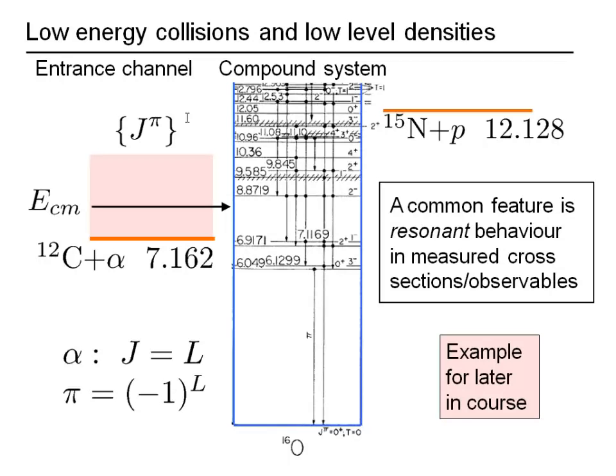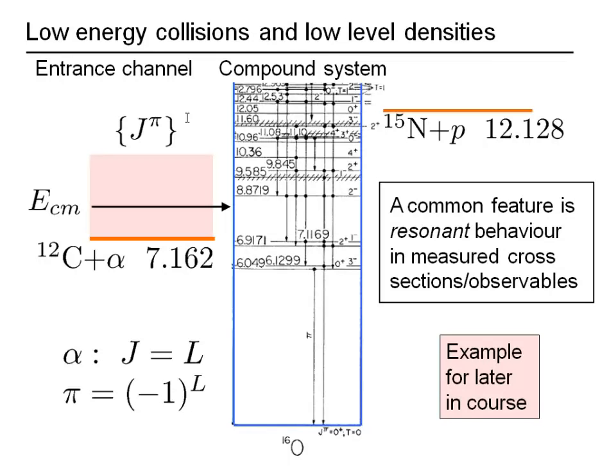A feature when you scatter light systems together at low energies is that the density of excited states is rather small. You're in regions of low level density. What I've drawn here is an example which, later in the course when you discuss the R matrix with Pierre Descouvemont and with Ed, you will do, where you will look at the alpha plus carbon-12 system or nitrogen-15 plus proton system and look at the cross-sections for this system, which have interesting resonance structure as you change the energy.